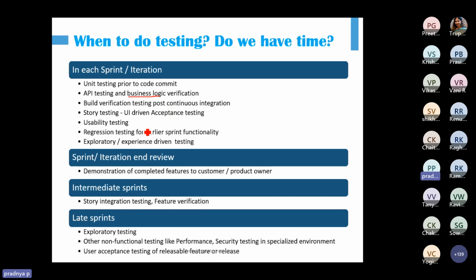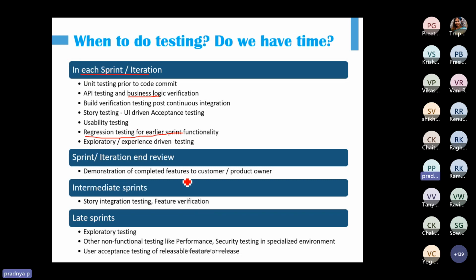And very important, we have to do the regression testing for the earlier sprints' functionality that is delivered, right? And on top of that, a lot of exploratory, experience-driven testing needs to be done to find as many defects as possible which are still remaining in our code, right? So all these have to be done on a continuous basis in every sprint.